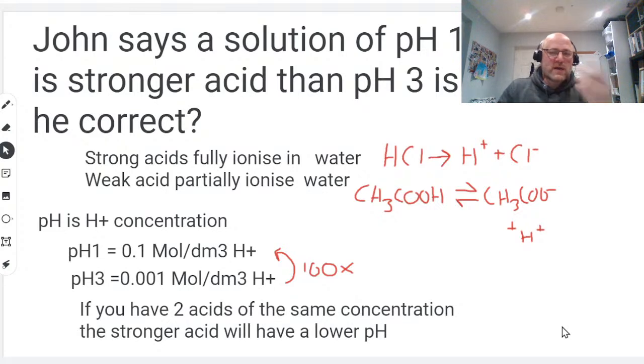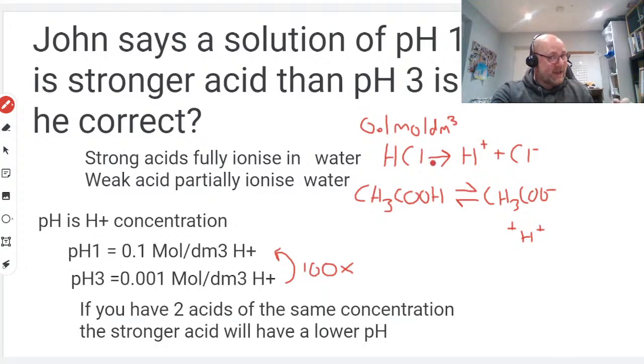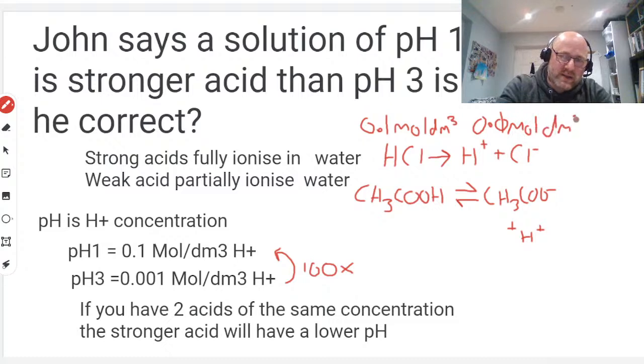But if I got 0.1 mole of HCl, then I know when I put it in water, it will fully break up. I know I'm going to have a pH 1 because I'm going to have 0.1 mole of hydrogen ions. So with a strong acid, whatever the concentration of the acid is, that's the concentration of the hydrogen ions because every single one of them breaks into hydrogen ions. So if I have 0.1 mole of hydrochloric acid, it's going to be pH 1 because all of them are going to break up.